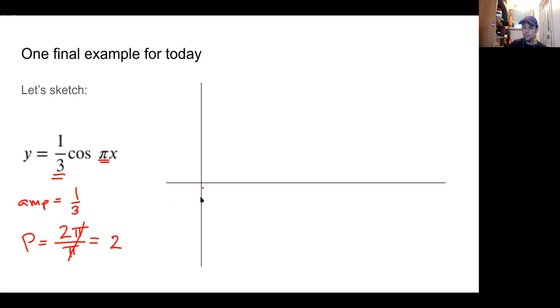Again, I know I'm starting at 0 this time because there's no horizontal shift. We haven't talked about that yet, but that's something we need to think about in the future. We only start at 0 as long as there's no shift left or right. But we're good, 0. And we're going to go to 2.